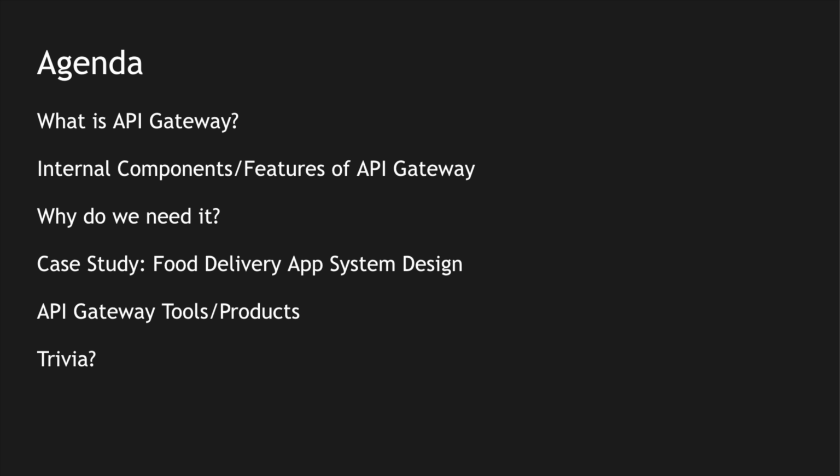I'll show the need of that using a case study, using a food delivery app system design. We have seen that system design as a separate video, but I'm going to use the same design to show how API Gateway is going to help us there. Finally, we will look at the different tools and platforms which are available for managing your APIs.